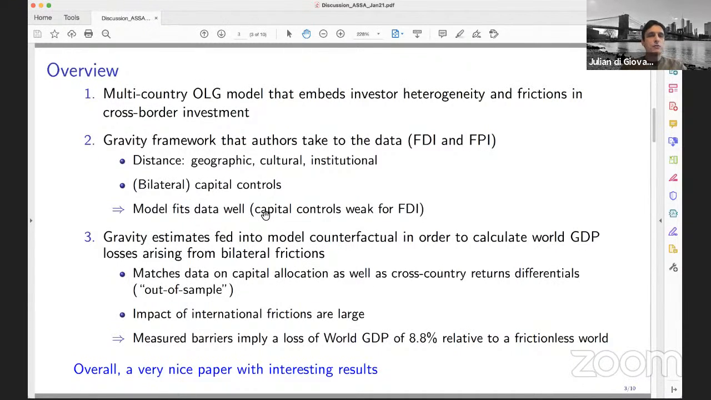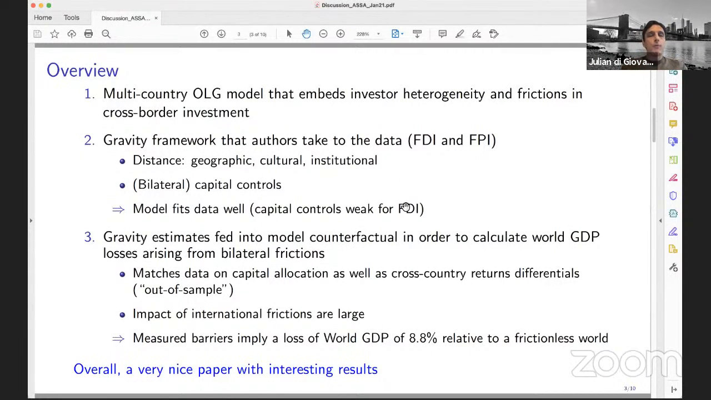First, it constructs a new multi-country OLG model that embeds both investor heterogeneity and frictions across onboard investment. And it's a slick model. It allows you to take the model to the data in a very standard gravity model that they apply to some recent data, both for foreign direct investment flows as well as foreign portfolio investment, not flows, but asset stocks.